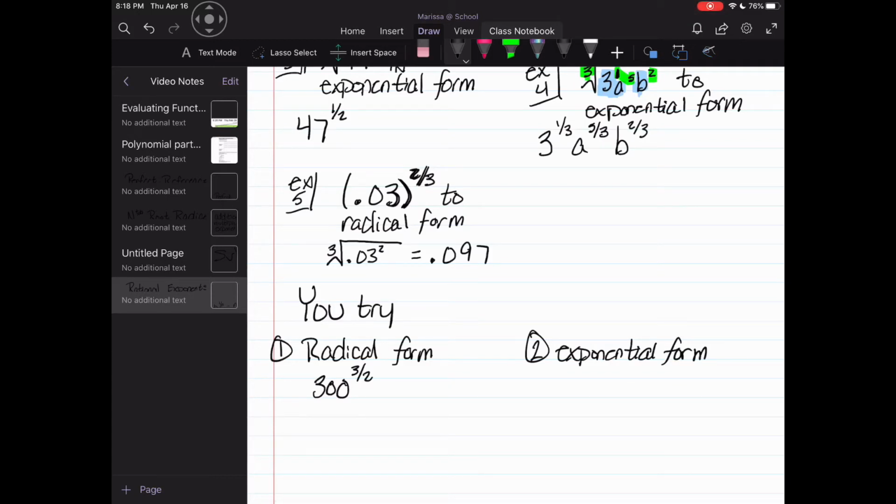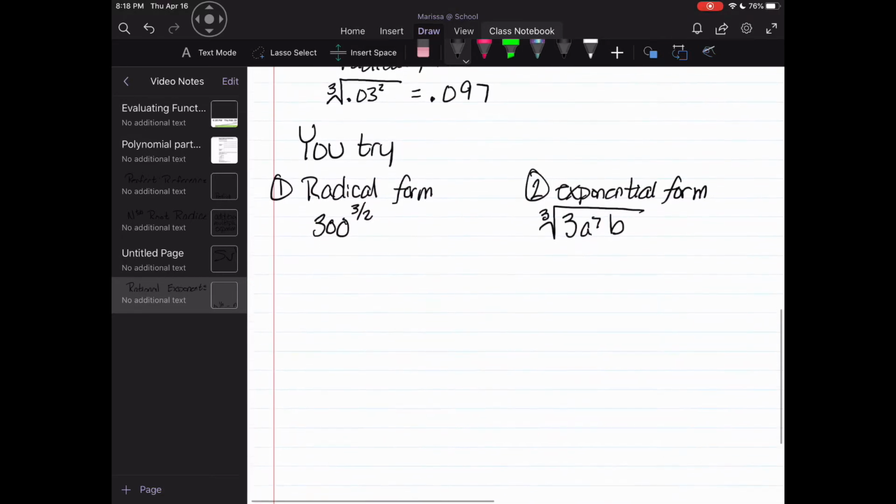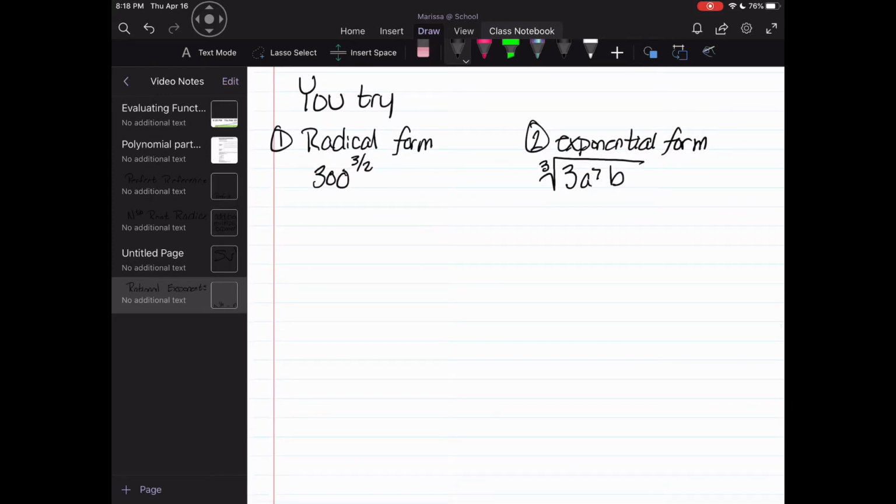And you're going to change the cubed root of 3, a to the 7th, b. So those are the 2 that you are going to try. So try them first, and then we'll come back and we'll go through them.